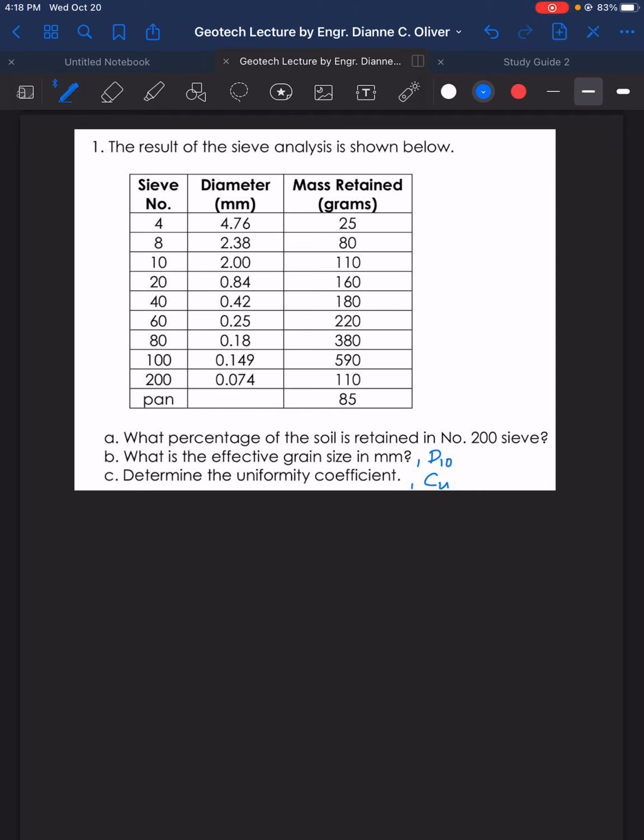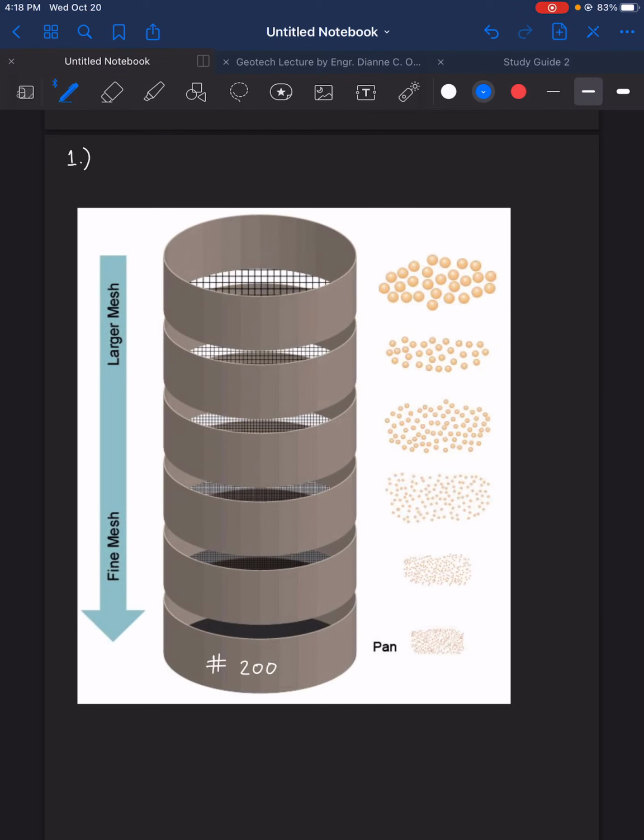Okay, let's go first for the number 200 sieve. How do we compute the percentage retained? What it means by percentage retained is that if we concentrate on sieve number 200 here, what is the percentage of soil that can be retained in number 200 sieve?